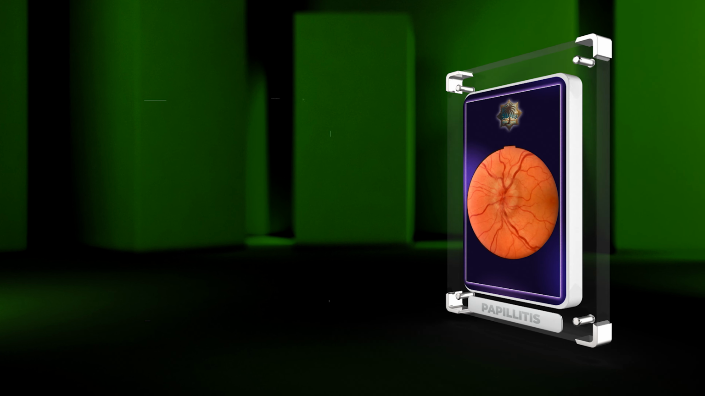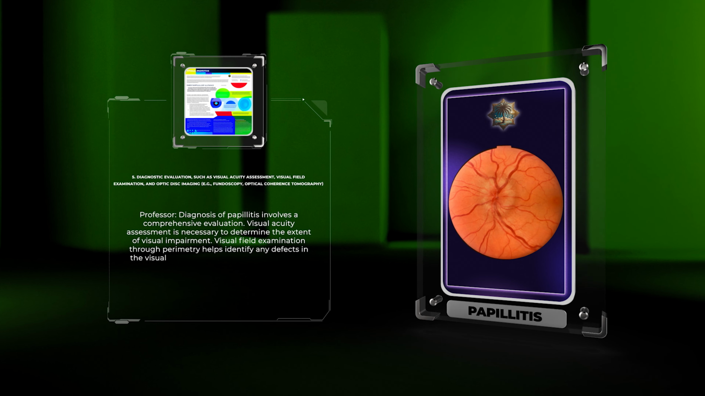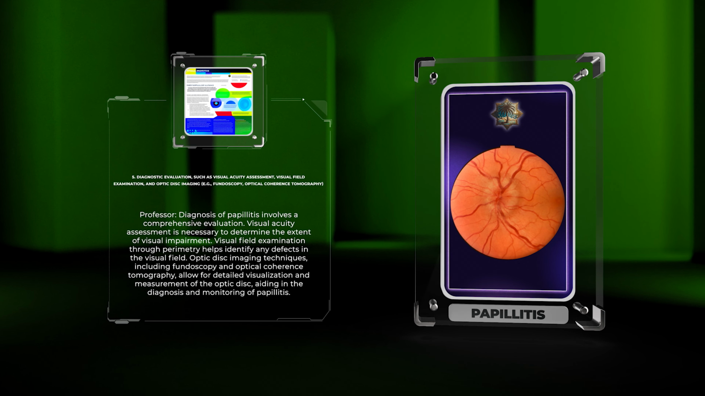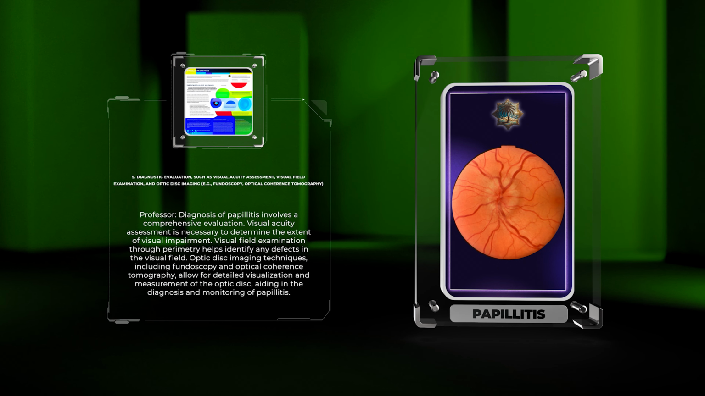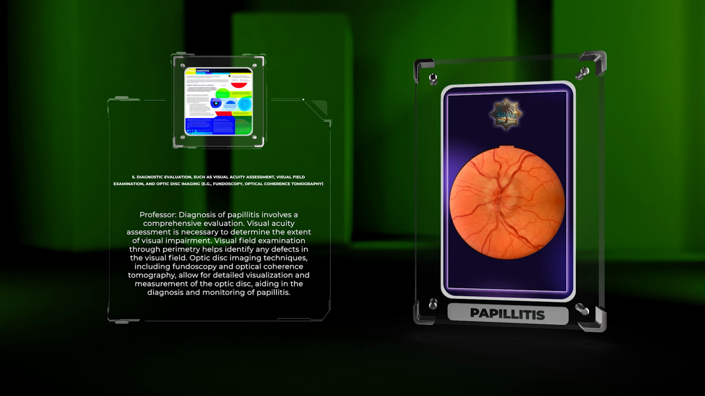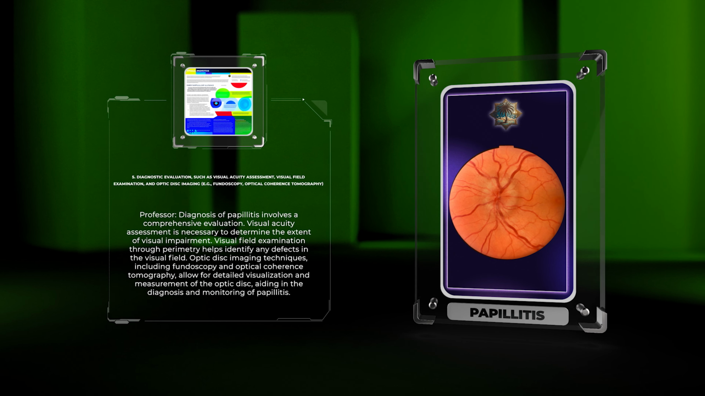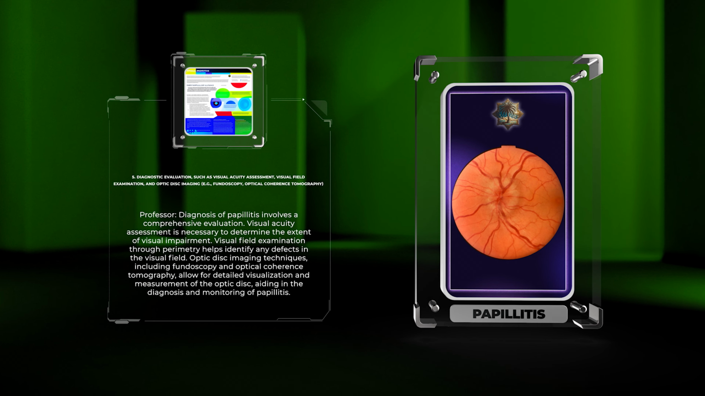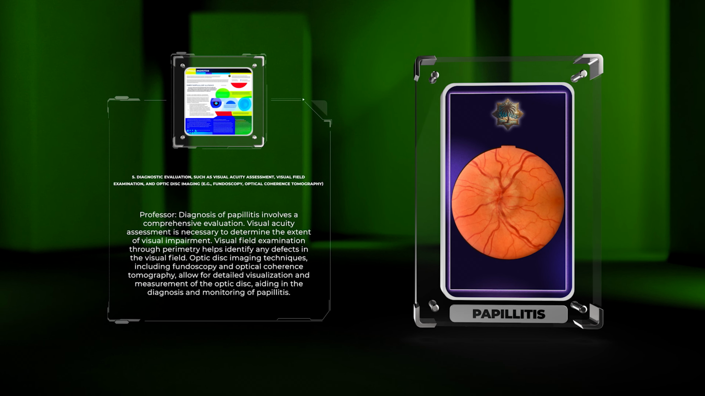Professor, diagnosis of papillitis involves a comprehensive evaluation. Visual acuity assessment is necessary to determine the extent of visual impairment. Visual field examination through perimetry helps identify any defects in the visual field. Optic disc imaging techniques, including fundoscopy and optical coherence tomography, allow for detailed visualization and measurement of the optic disc, aiding in the diagnosis and monitoring of papillitis.